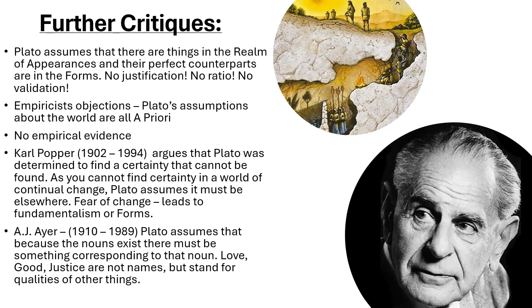Karl Popper, who we come across in the religious language topic in year 2 philosophy, argued that Plato was determined to find certainty in a world where certainty cannot be found. Perhaps it was this fear of change. Perhaps it was just an underlying sense that the world was constantly changing, and he wanted some kind of reality, some kind of permanence to hold on to. And that maybe led him to the forms and his conclusion.